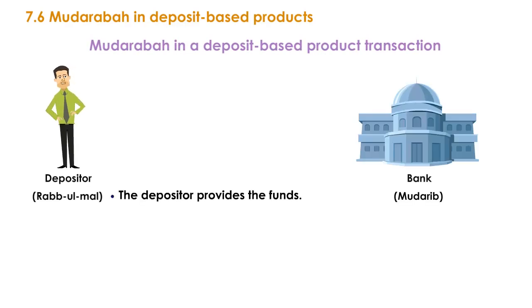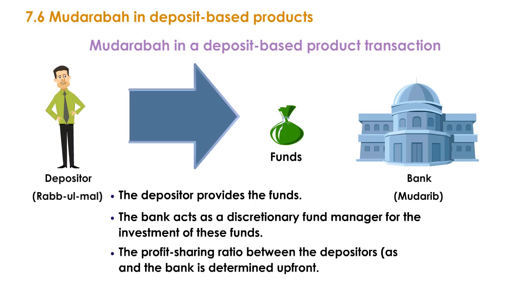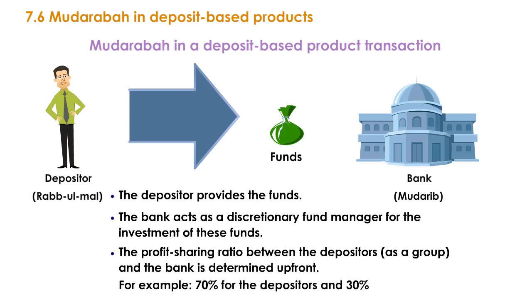The depositor provides the funds. The bank acts as a discretionary fund manager for the investment of these funds. The profit-sharing ratio between the depositors as a group and the bank is determined upfront. For example, 70% for the depositors and 30% for the bank.